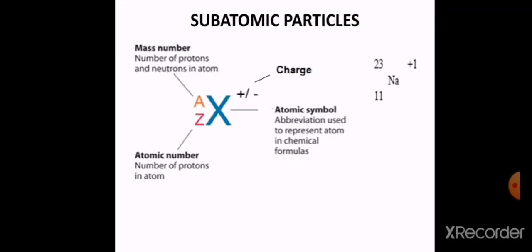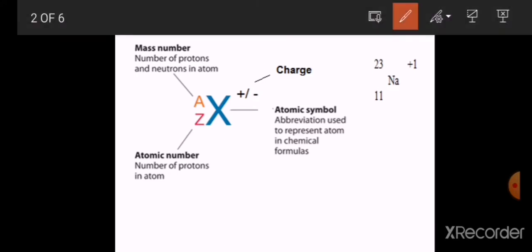Sa pag-compute ng mga subatomic particles na protons, neutrons, and electrons, usually binibigyan tayo ng ganitong symbol. Okay? So, we have X representing the symbol of the element. Example nito, ito yung sodium, Na, yan yung X. Okay, dito naman sa upper right portion na to, yan yung charge. Usually, ang binibigay dyan, positive value or negative value, o kaya paminsan, walang nakasulat.